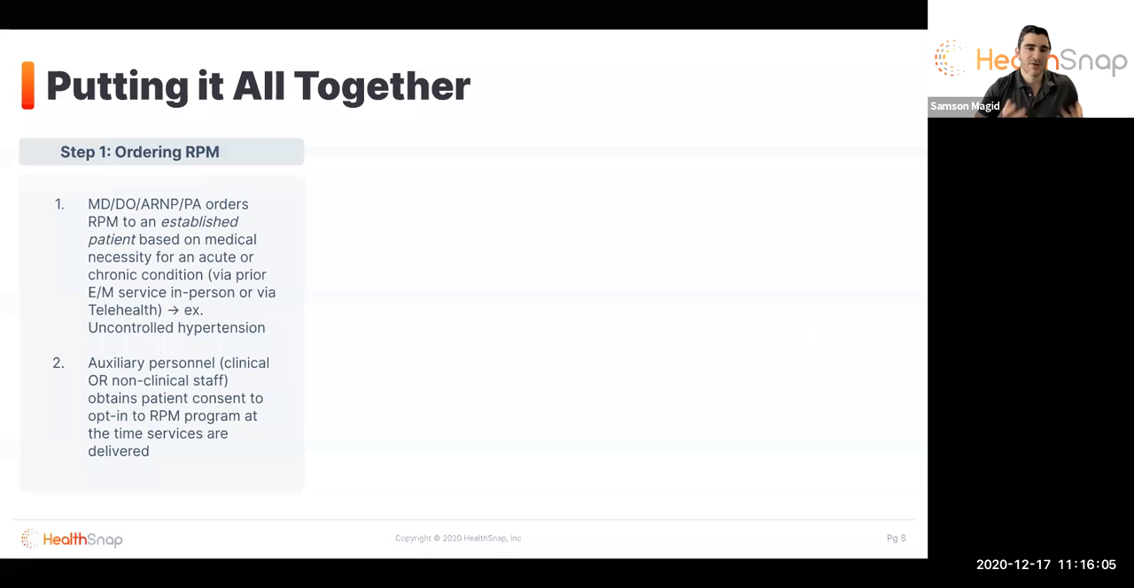From there, any auxiliary personnel, clinical or non-clinical staff, would obtain patient consent that the patient is agreeing to the treatment plan and the clinical goals, and that they understand that this is not 24/7 monitoring, along with the requirements and benefits of the program. So they would receive that patient consent. That can all be done verbally at the time of furnishing the service, either in the practice or through a telehealth encounter.